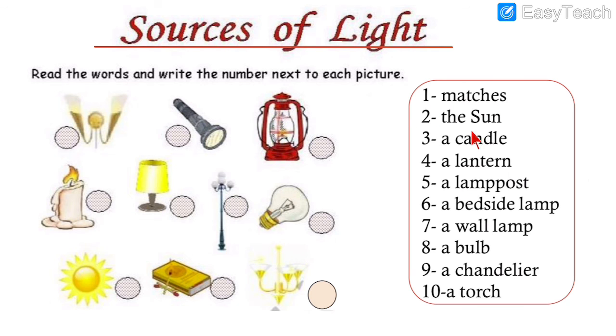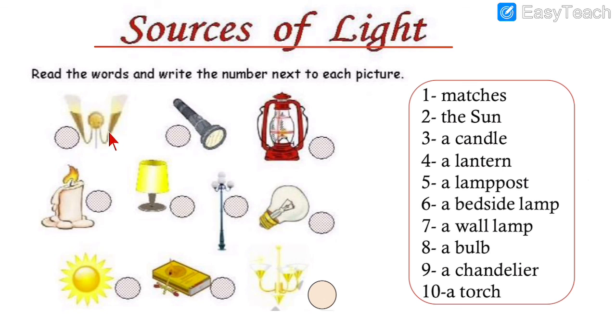Number 1, matches. Number 2, the sun. Number 3, a candle. Number 4, a lantern. Number 5, a lamp post. Number 6, a beside lamp. Number 7, a wall lamp. Number 8, a bulb. Number 9, a chandelier. Number 10, a torch. So we will have to find out which things belong to which word, and we'll write the answer.